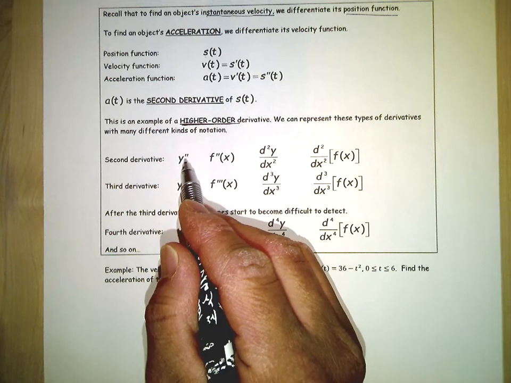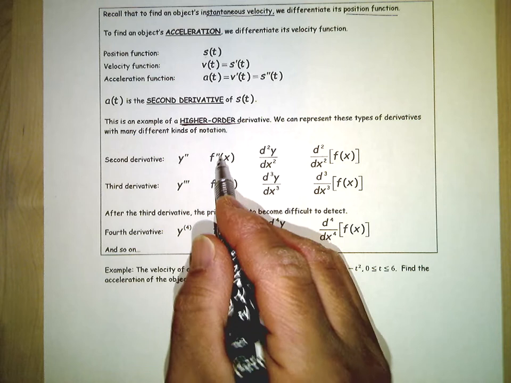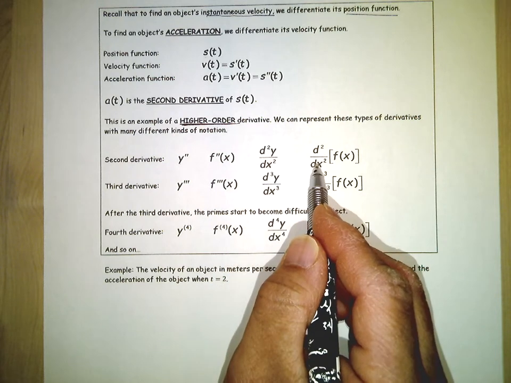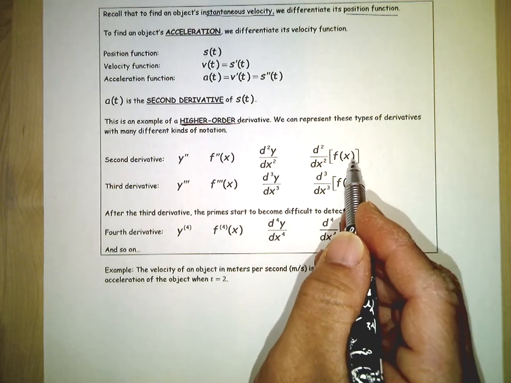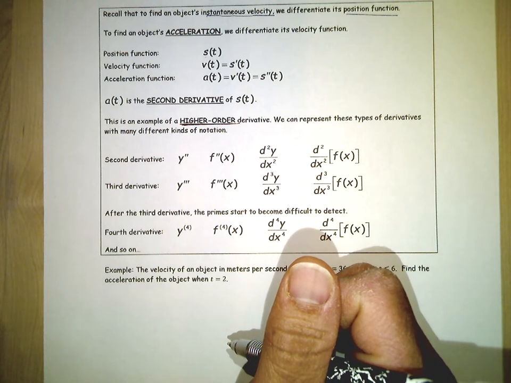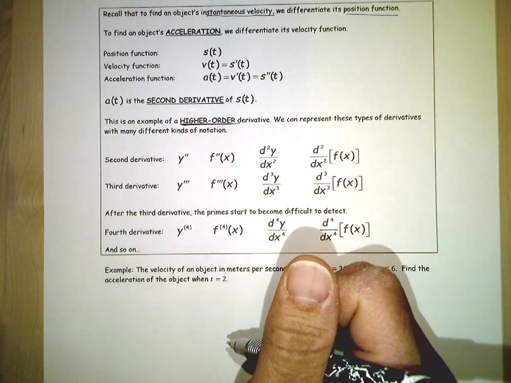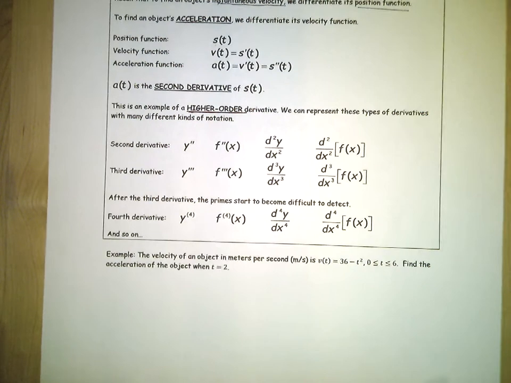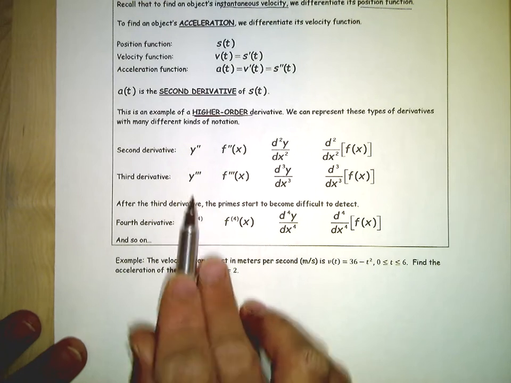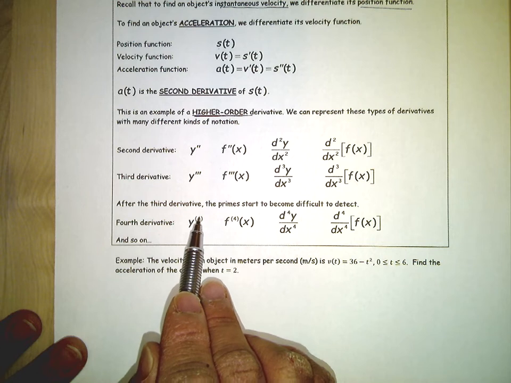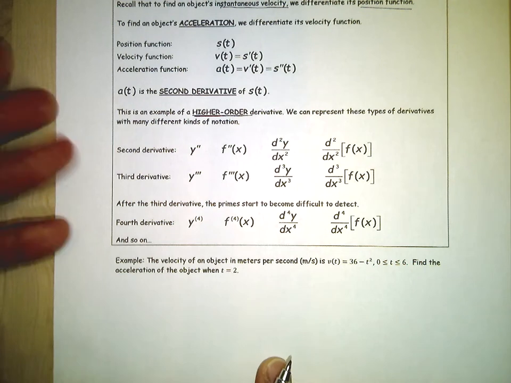So here's the notation. You can have y double prime, f double prime of x, and then d squared y dx squared, and then d squared dx squared f of x. So there are lots of different ways that you can write this notation. So just be clear on how the notation looks. And the third derivative is here, and then the fourth derivative. Notice that after the third derivative, you just write the number of the derivative in parentheses, like fourth derivative, fifth derivative, etc.